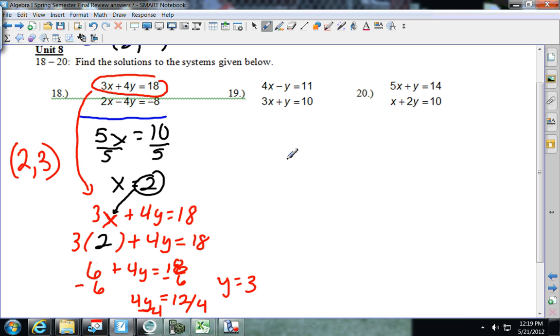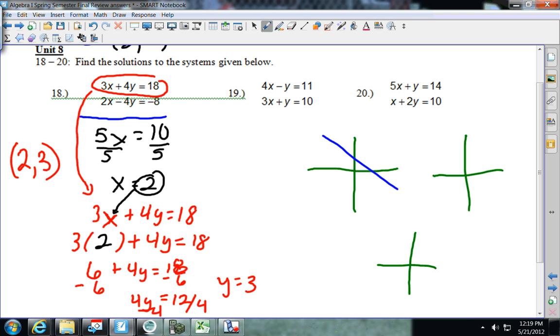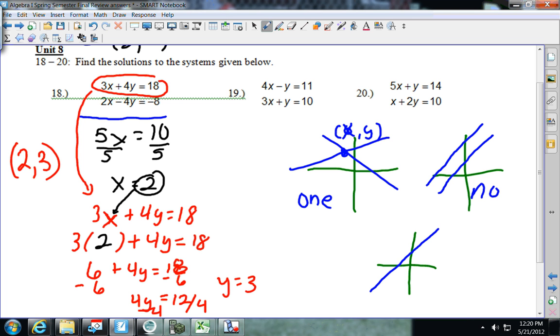I want you to remember, there are 3 types of solutions. You're going to have one solution. That's where the two lines intersect. It'll be an ordered pair, x, then y. If the two lines are parallel, meaning that their slopes are the same, there is no solution because they do not intersect. And if you only see one line, that means that there's infinitely many solutions because that's the two lines sitting on top of each other.